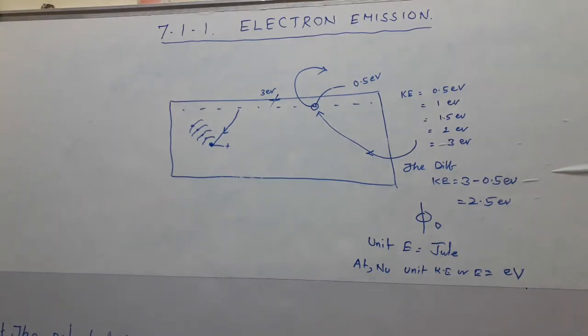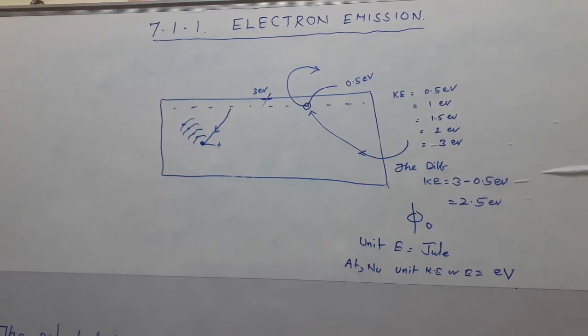Now, in your textbook, note one specific important point. What is meant by 1 electron volt? 1 electron volt is nothing but how much energy is gained by the free electron when the electron is accelerated by 1 volt.